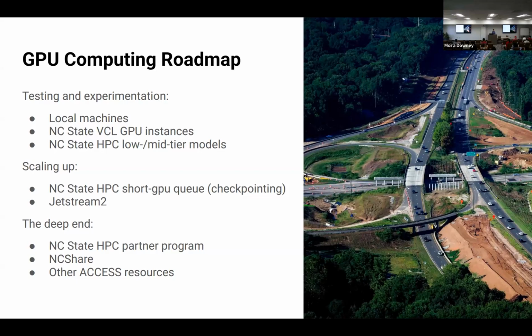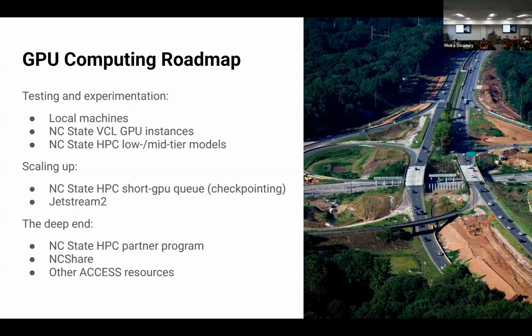Finally, when you're ready for the deep end of the pool, you can try out the NC State HPC Partner Program. We have options for partial partners. So basically you purchase part of a GPU. So if you have grant funds available, but not enough to buy a full GPU node yourself, you can buy, I think it's like a single GPU on a 4 GPU node or something like that. Or pay for temporary priority if you just need less of a wait time on our HPC.